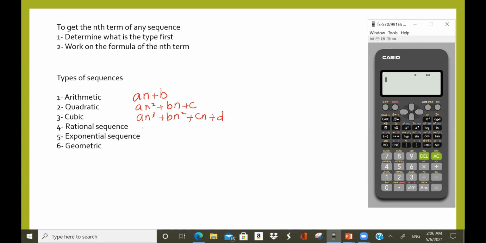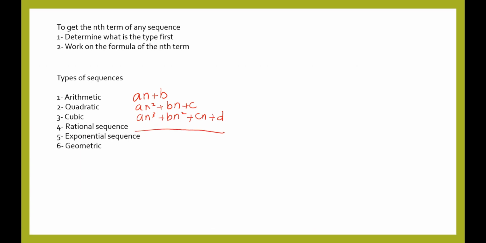If I'm going to talk about the rational, what's the nth term for the rational? The rational is a fraction. You have a over b, and then, for example, a added to something and b added to something, or subtracted, and so on. The sequence goes on in this pattern.